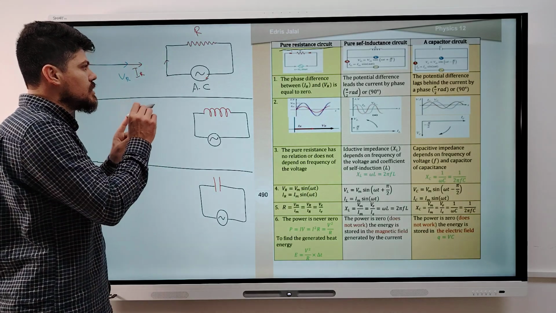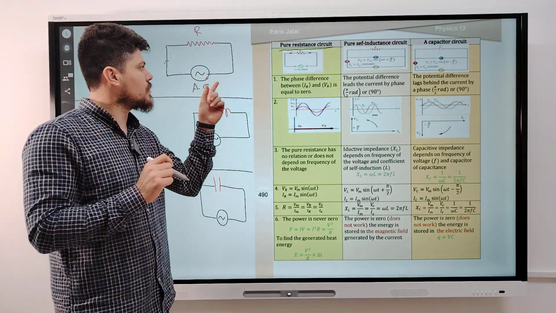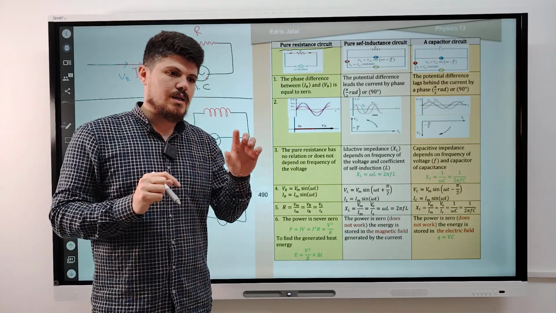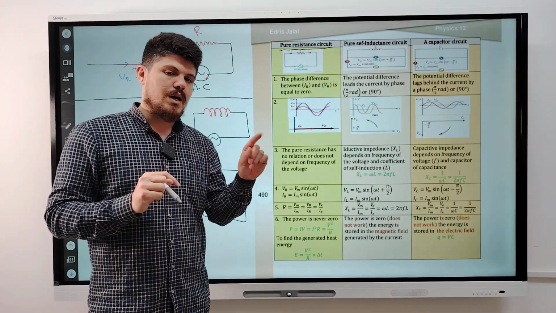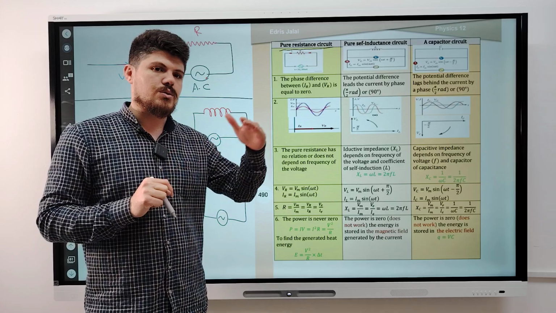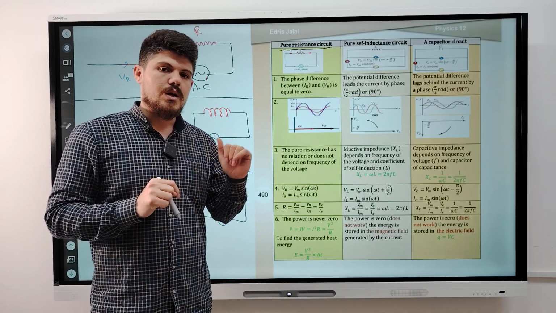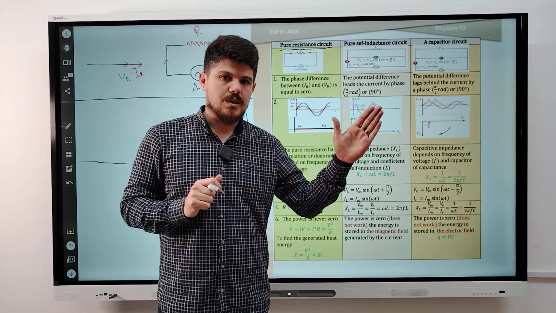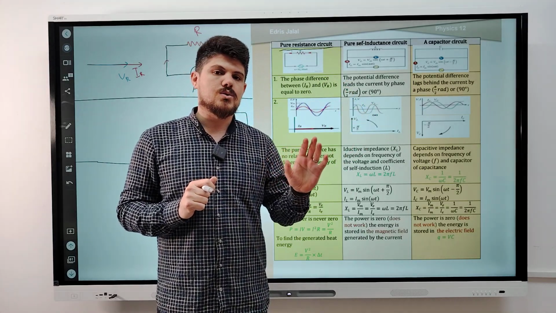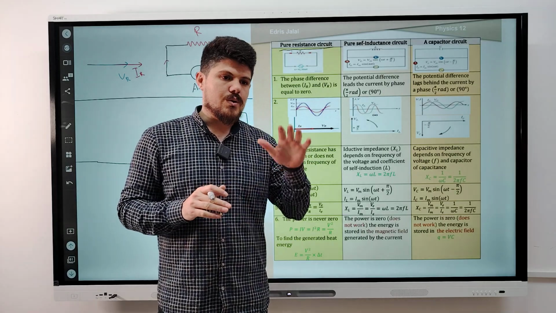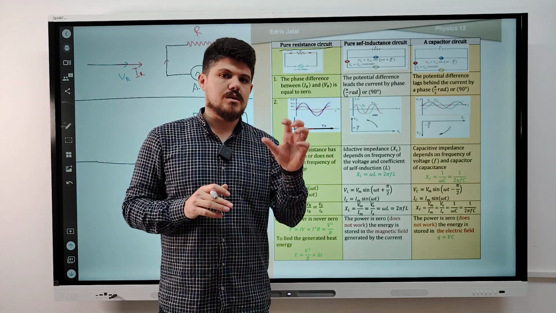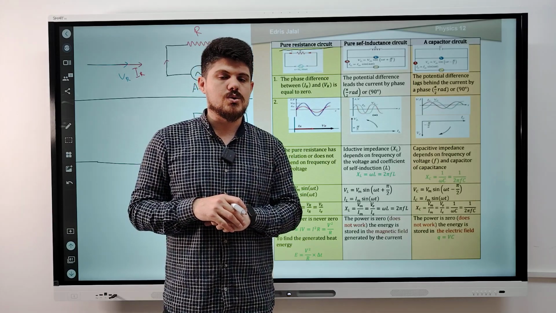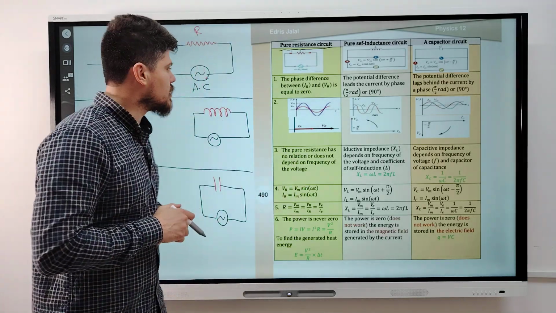So the reading of the ammeter in this case, for example, when we connect an ammeter with the circuit, you can see that both the voltmeter and the ammeter are increasing or decreasing together. When the potential difference reaches maximum value, the current also reaches maximum value. When the ammeter reads zero current, the voltmeter is also reading zero voltage.